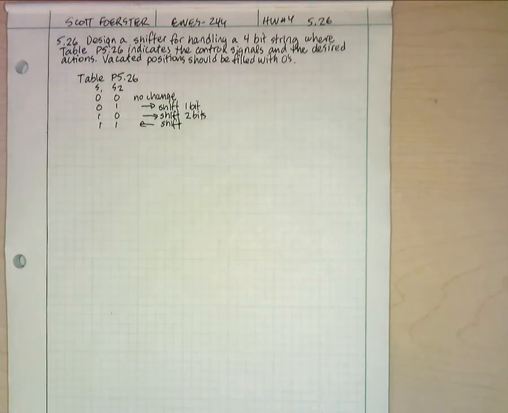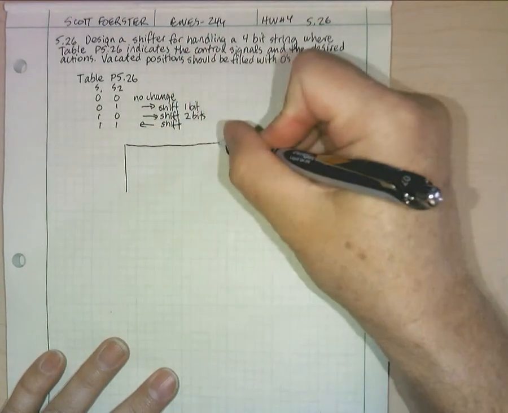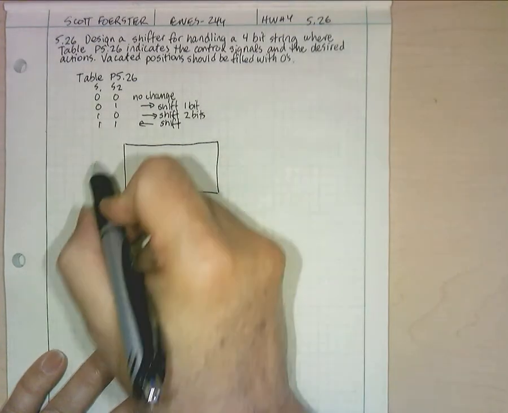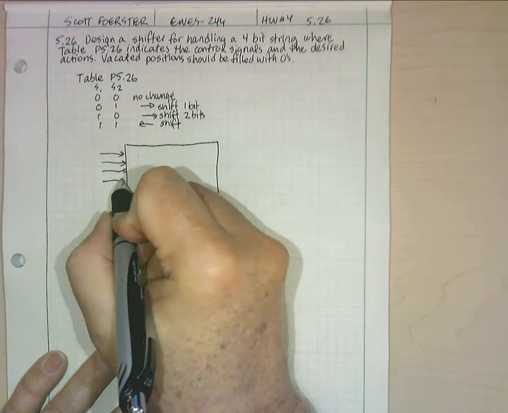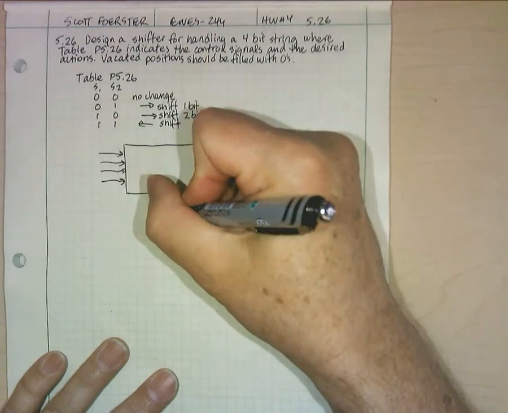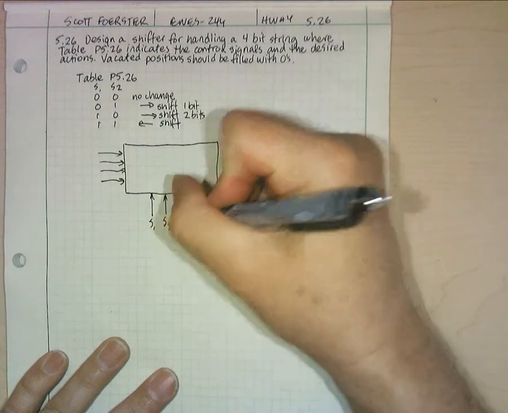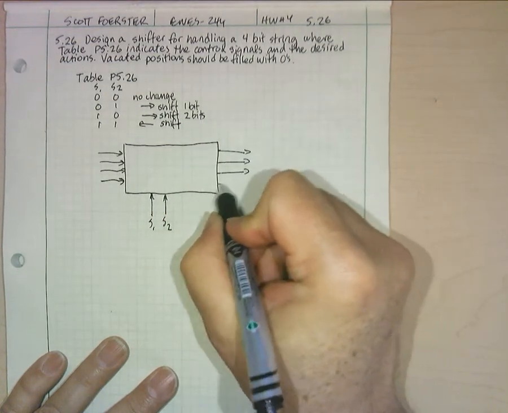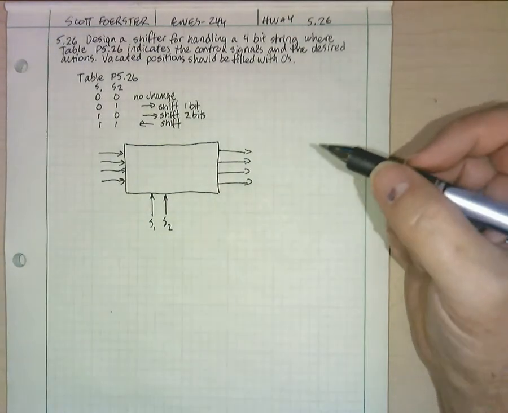Okay, so our circuit's going to look something like this. It's a black box. We don't know how it works inside. We're going to have 4 bits coming in, here they are, 1, 2, 3, 4. And then we're going to have our 2 shifters coming in, S1 and S2. And then we're going to have coming out 4 new bits that change based upon this one and this one. So let's play with this.